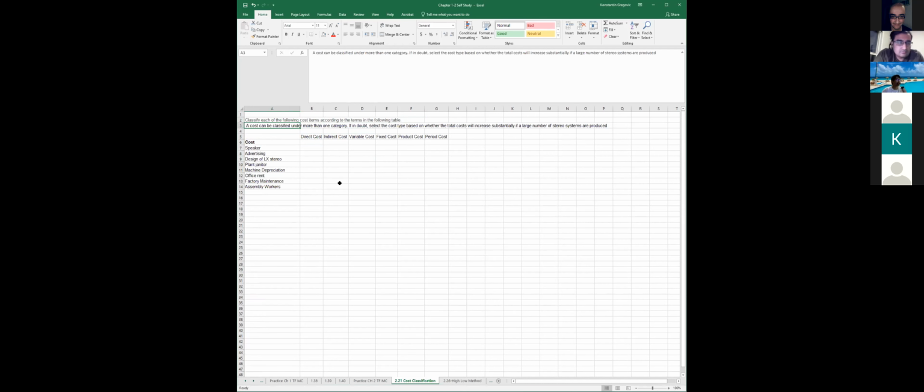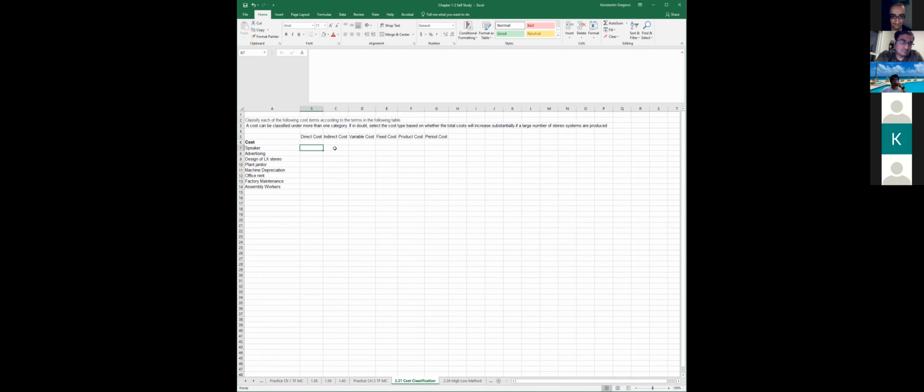As I said, costs can be classified in more than one category. Select the cost type based on whether costs will increase substantially if a large number of stereo systems are produced. So these are stereo systems. Okay, so speaker. Is that a direct cost, indirect cost, variable cost, fixed cost, product cost, or period cost? More than likely, you can have one for each of these pairs. That's a pair. You probably have one of each of these for most of the cases.